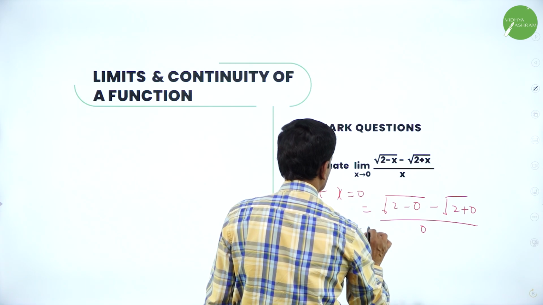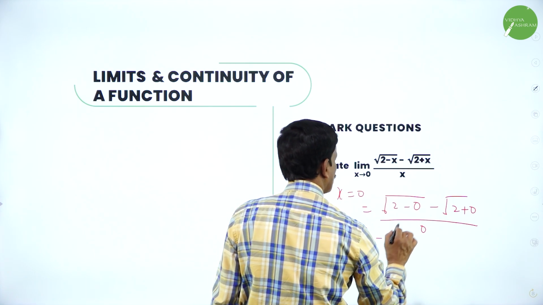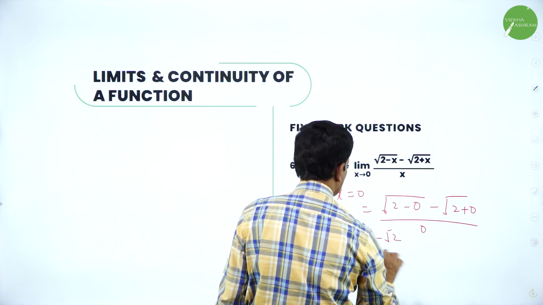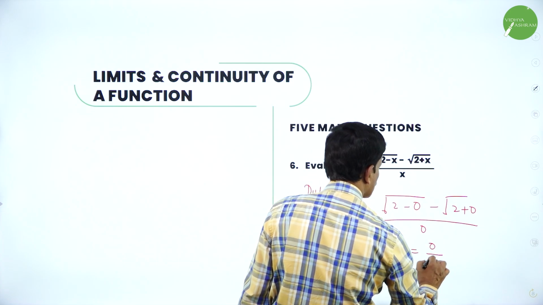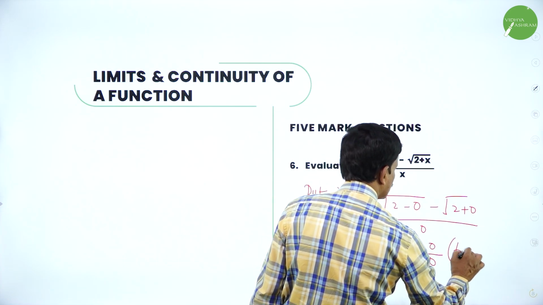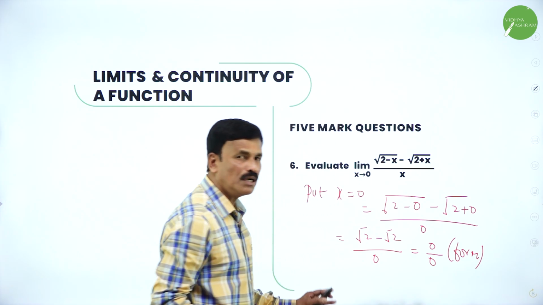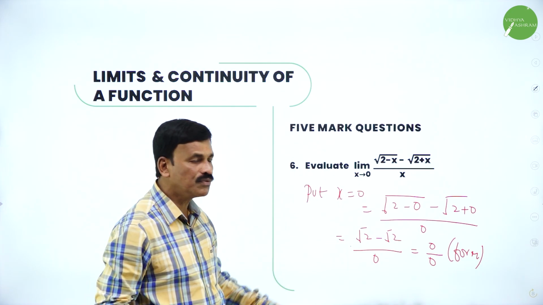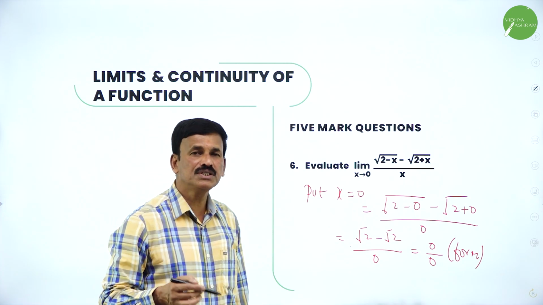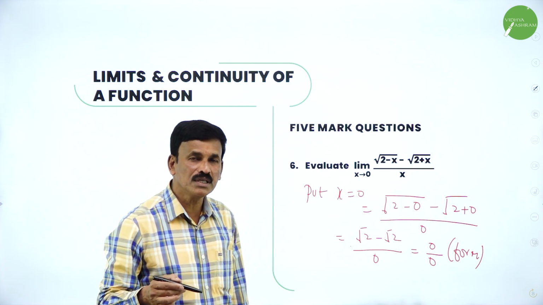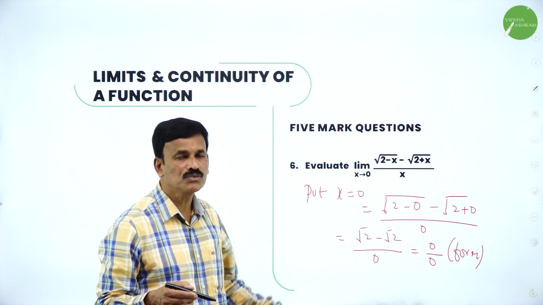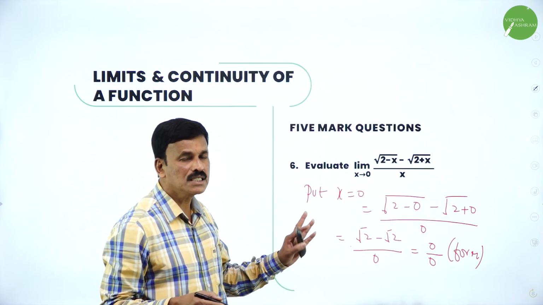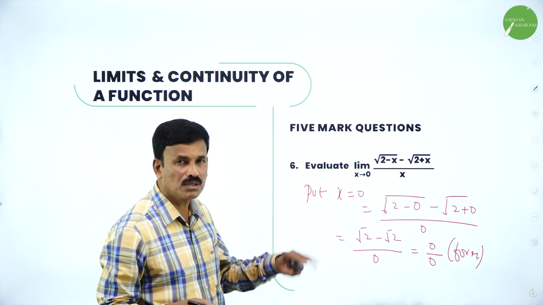So this is equal to root 2 minus root 2 plus 0, root 2, divided by 0. Root 2 minus root 2 is 0, so 0 by 0 form is obtained. By putting x is equal to 0, 0 by 0 form is obtained, which is an indeterminate form. 0 by 0, 0 power 0, infinity by infinity, they are all indeterminate forms. So convert this indeterminate form by applying suitable methods.